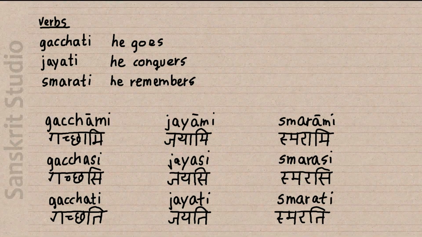All right, so gacchami, I go, gacchasi, you go, gacchati, he goes, jayami, I conquer, jayasi, you conquer, and jayati, he conquers. Smarami, I remember, smarasi, you remember, smarati, he remembers. Alright, so that's the verbs then.